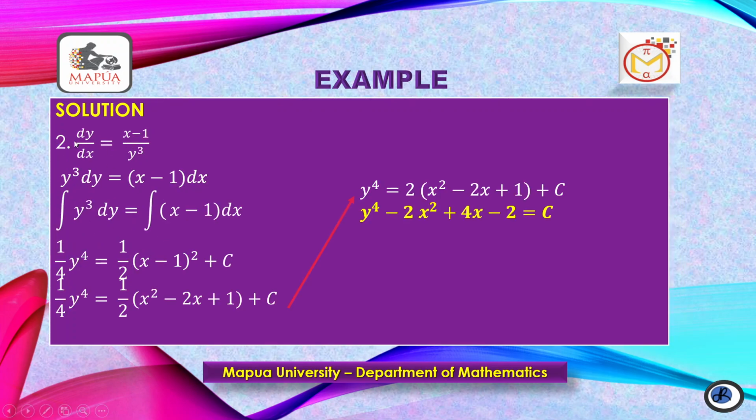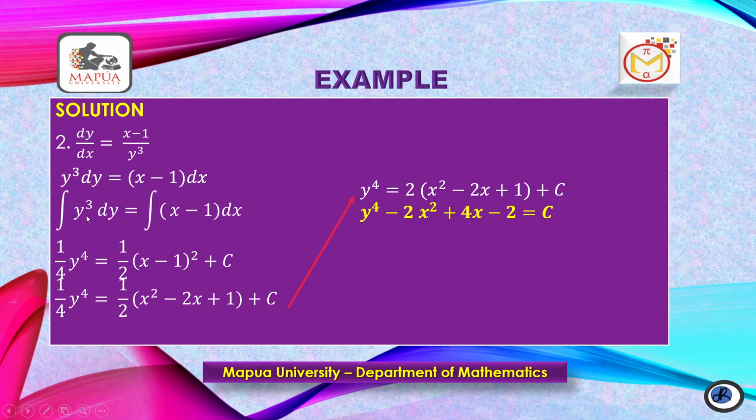Another example here: we have dy with respect to dx, the derivative of y with respect to x, and this is equal to x minus 1 over y cubed. Obviously we can combine the x variable with the dx and the y with the dy. So cross multiply again: on the left side is y cubed dy and the right side is x minus 1, quantity, dx. Again, they are both now integrable, the left side and the right side, and the method is simply by power integral.